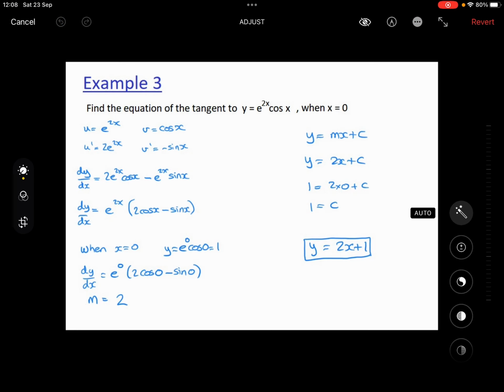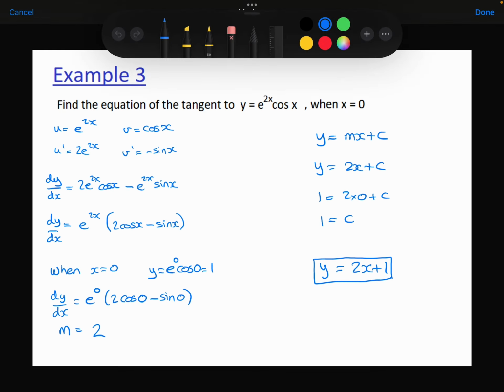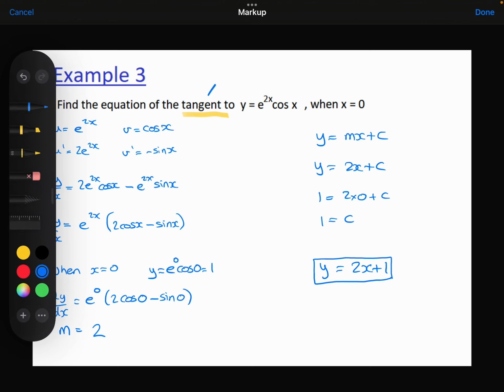Last example, and I've already shown all my working out here just to make the video a little bit shorter. The question's asked us to find the equation of the tangent to e to the power 2x cos x at the point when x equals 0. So we know that keyword tangent means we're going to differentiate to get our gradient function. We're then going to sub in the value of x to get the gradient. Once we've got the gradient, we're going to do y equals mx plus c. And then we're going to substitute in a coordinate to get what c is. That's our process when we see the word tangent.